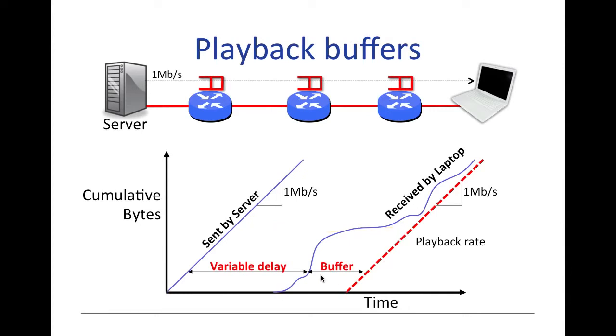What that means is that the horizontal distance here tells us how long a particular byte has been buffered. So at any one time, we can tell how long it sat in the playback buffer before it was played back to the receiver. We also know how many bytes there are in the playback buffer. It's the vertical distance here at any one time. It tells us what the occupancy of the playback buffer is. So we can see that the playback buffer was very small to start with.